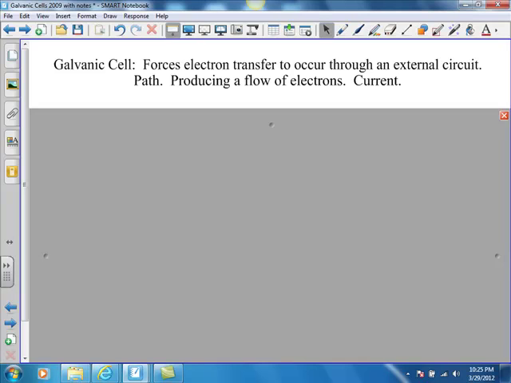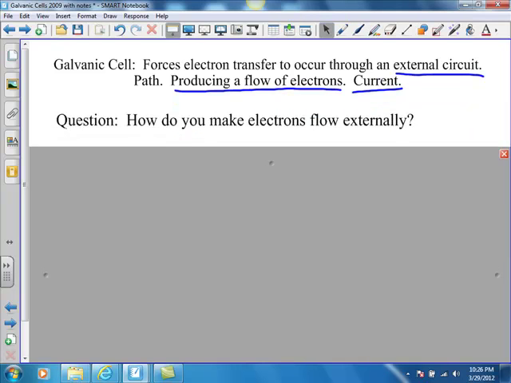and we'll talk about the doing work part later. But we have galvanic cells, and what that does is it forces that electron transfer to occur through an external circuit. So what we're going to do is take those electrons and move them externally. We're still going to allow the reaction to happen, but we want to make the reaction happen externally. This produces a flow of electrons. And a flow of electrons is a current. We'll talk about current later on as well, and we'll calculate different current flows and all that fun stuff. But that's what we need to do.